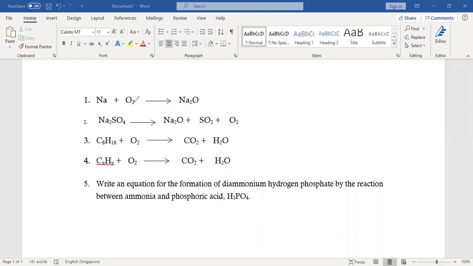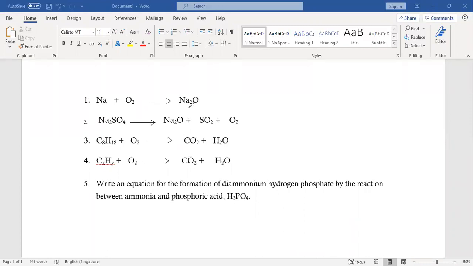Now, the thing that you need to do is check the number of each atom that you have on the left-hand side, and match the same number of atoms on the right-hand side. Here we have a discrepancy in the number of atoms in number one. Sodium on the left-hand side is 1, on the right-hand side it is 2. We also have 2 oxygen on the left-hand side and 1 oxygen on the right-hand side, so it is not in balance.